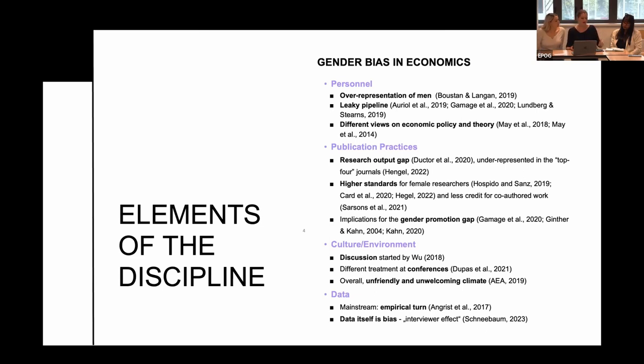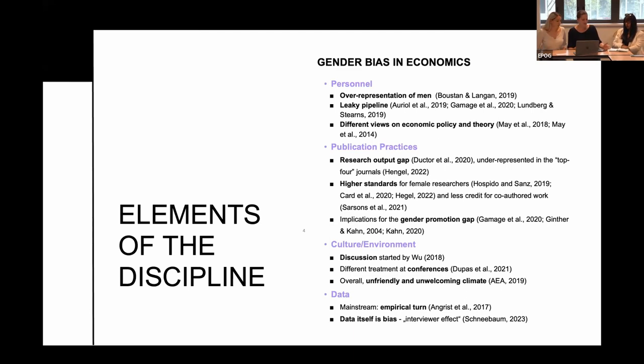Second point is again publication practices. Here authors like Dr. for example found there is this grave research output difference between male and female researchers, and also Hengel, for example, finds that you have this grave underrepresentation of women in the top 5 journals. And authors have also argued, as we have heard before, that women are held to higher standards regarding readability of the papers. But interestingly, they also find that once a paper is accepted, they tend to be cited more often than male-authored papers. And women also receive less credit when it comes to co-authored work, which again, of course, then impacts their chances for promotion.